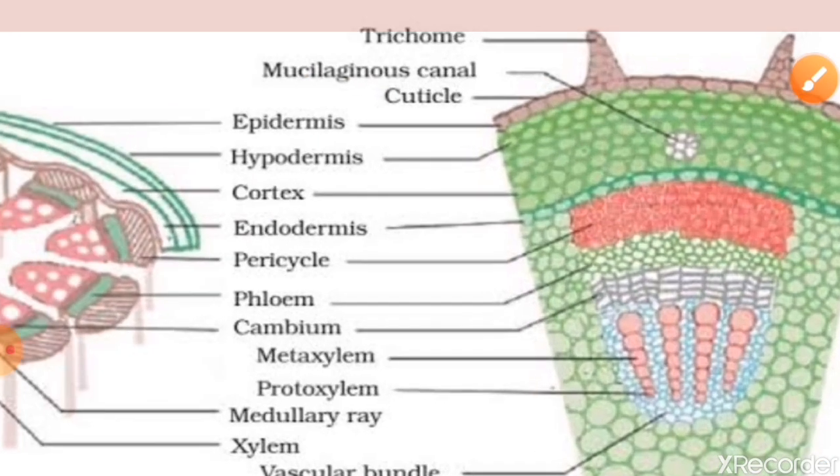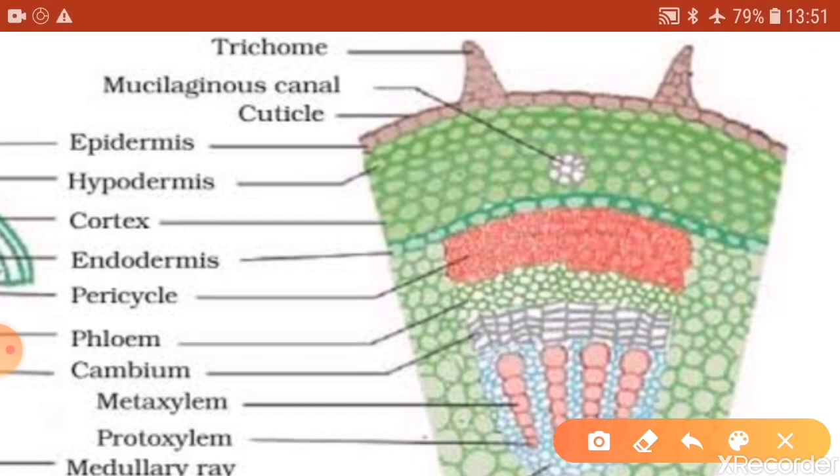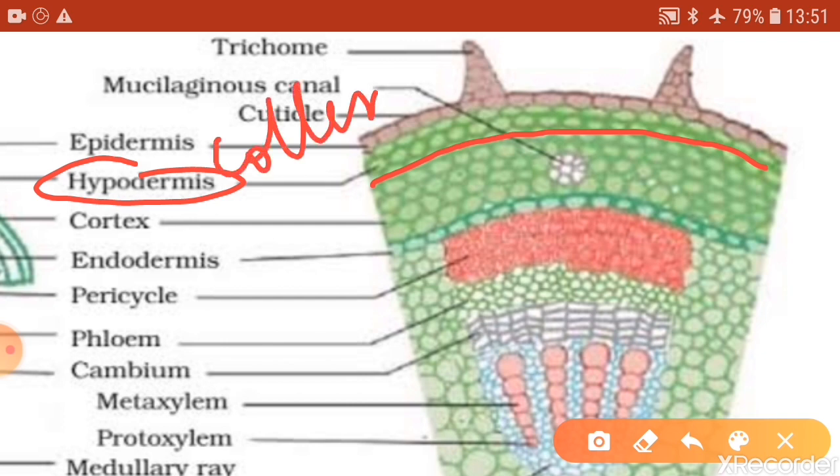Just below the epidermis, have a look over here, there is hypodermis present. This is a few layered region, made up of few layers of cells. This hypodermis in dicot stem is made up of collenchyma. So the epidermis that I told you is parenchymatous in nature, it's like parenchyma. Hypodermis in dicot stem is made up of collenchyma. Had it been a monocot stem, there you would find sclerenchyma present.